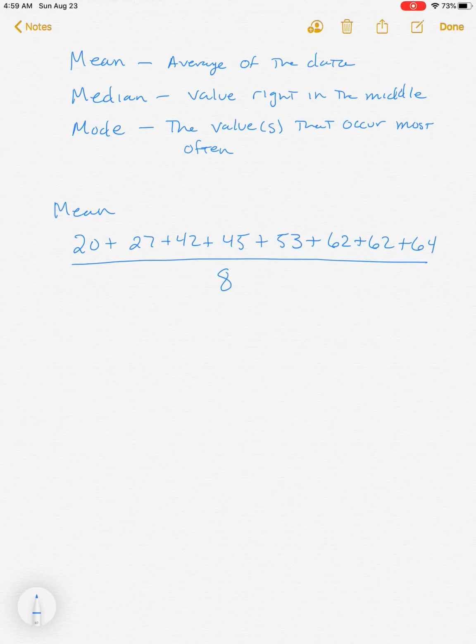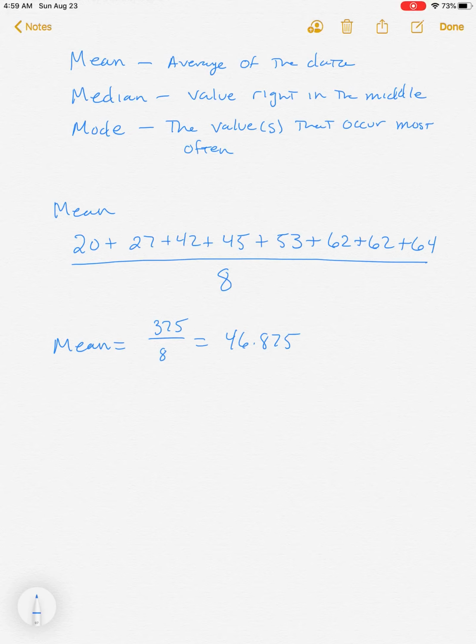So the mean for ours is going to be, and I'll do that now, I haven't pre-done that, let's do that together then. Take 20 plus 27 plus 42 plus 45 plus 53 plus 62 plus 62 plus 64. Hit equals. I got 375, and we're going to divide that by 8. And I got 46.875. So 46.875 is what we get out of that.